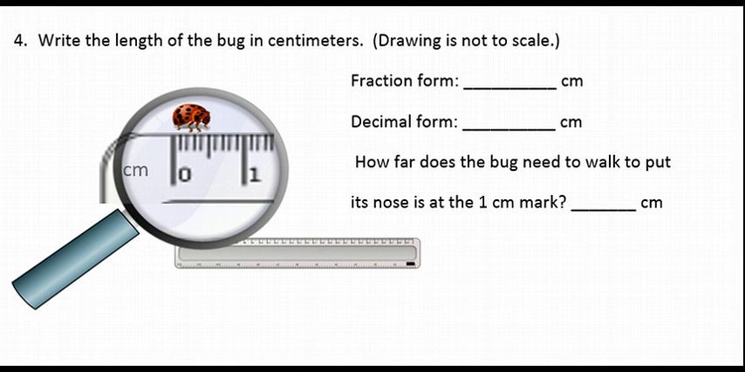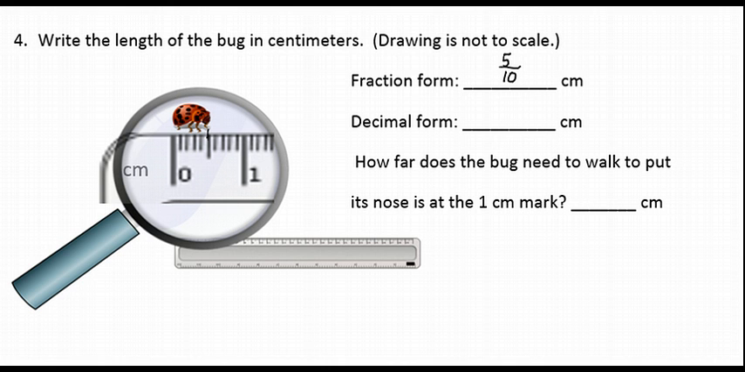In the next question, we're going to write the length of the bug in centimeters, first in fraction form and then decimal form. So if I look on my ruler, the ruler goes from 0 centimeters to 1 centimeter, and that centimeter has been broken into 10 equal pieces. So the bug comes out at about the 5/10 mark, so 5 sections out of the 10 that make the whole. So in fraction form, we would say that the bug is 5/10 of a centimeter.